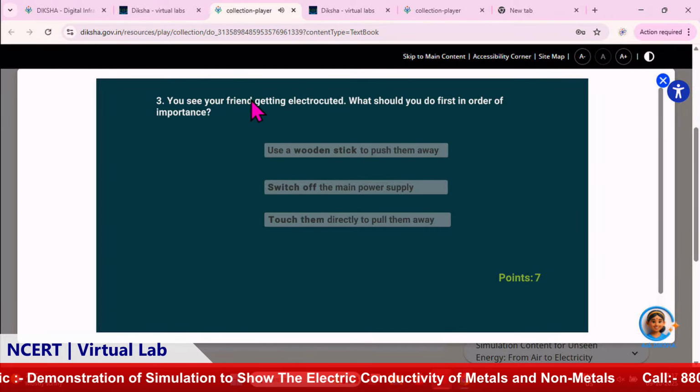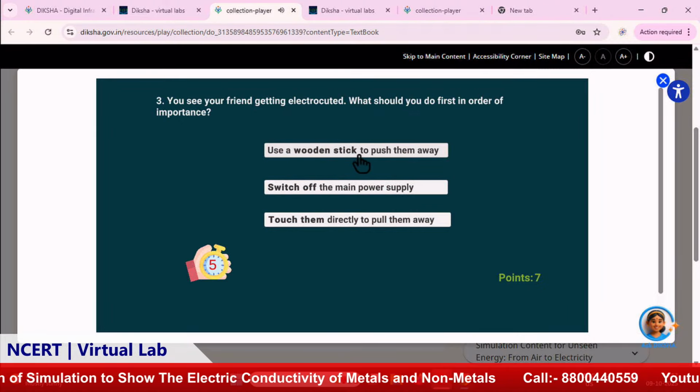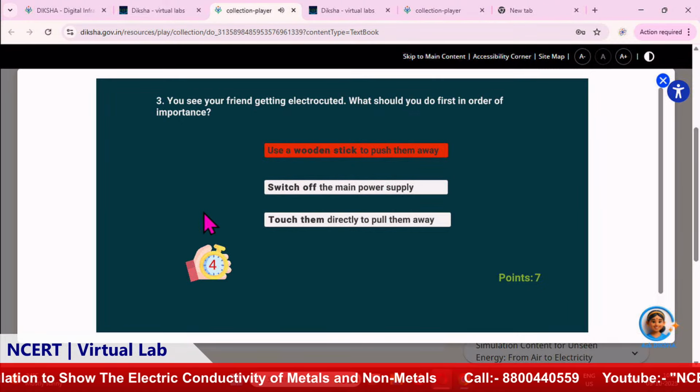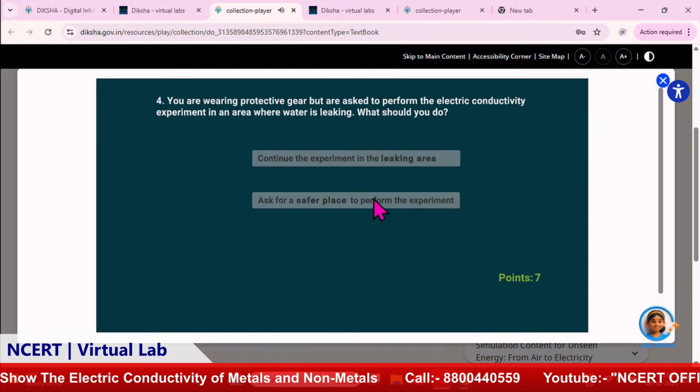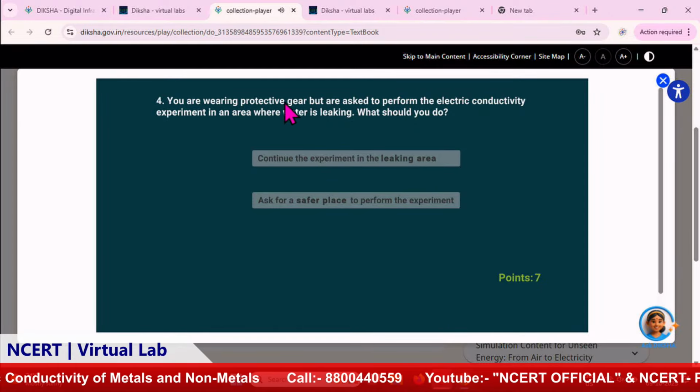Okay, now you see your friend getting electrocuted, what should you do? We will use a wooden stick to push them away because it is an insulator. So the person will not get electrocuted again. Okay, the other person. Now continue with: you are wearing protective gear.